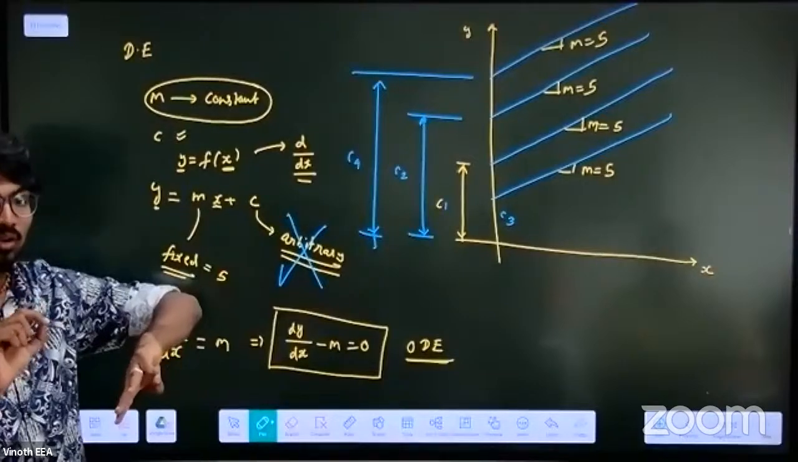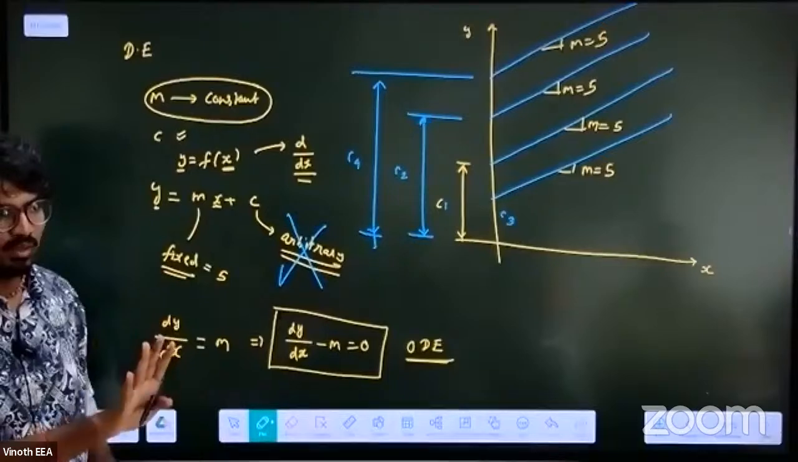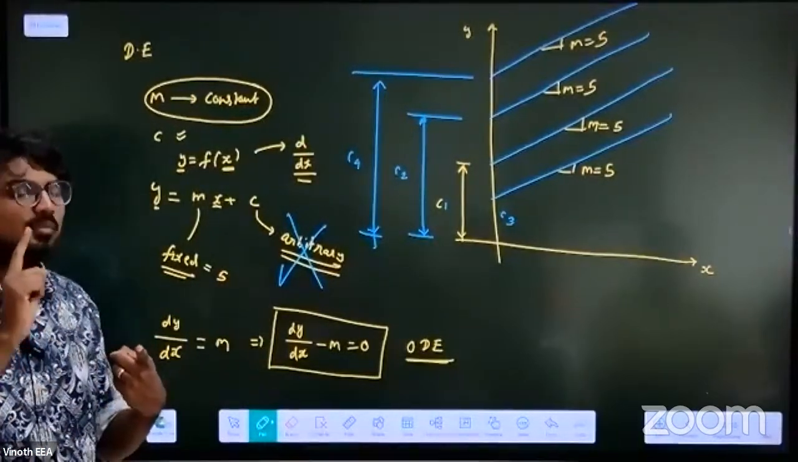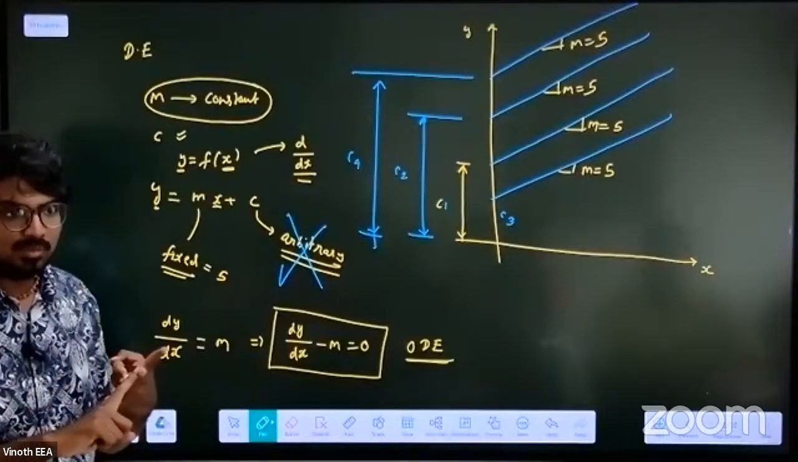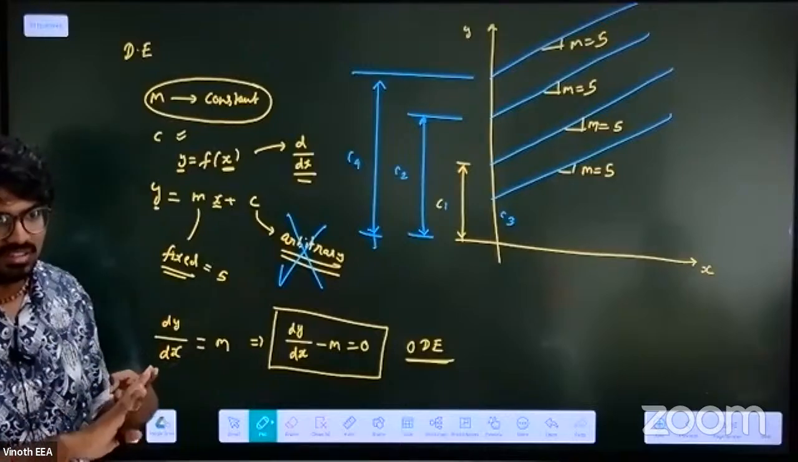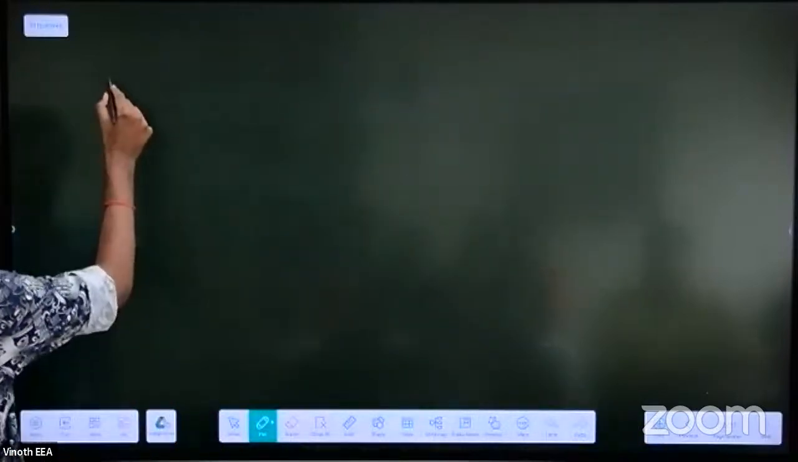As far as ODE is concerned, for PDE there is a small change. For ODE, I'm going to differentiate it and eliminate the arbitrary constant. The number of times I differentiate equals the number of arbitrary constants. That's it. That is the procedure: my differential equation should not have an arbitrary constant.